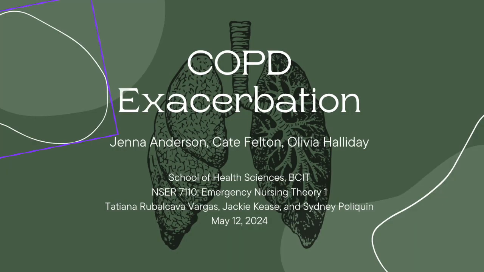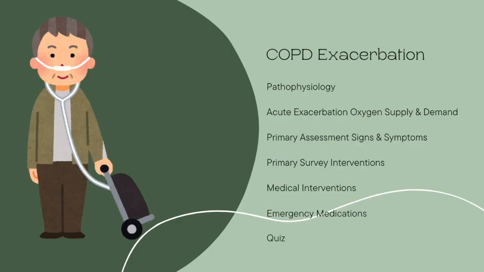This is our presentation on COPD exacerbation for Emergency Nursing Theory 1. It was created by Jenna, Kate, and Olivia. We will be covering the pathophysiology of COPD exacerbation, followed by how this applies in oxygen supply and demand. The signs and symptoms evident during the primary assessment will be explained, and then what interventions can or should be occurring during the first assessment. Additional medical interventions to aid in the acute management will be laid out, including a full list of potential emergency medications. We will conclude with a Kahoot quiz.